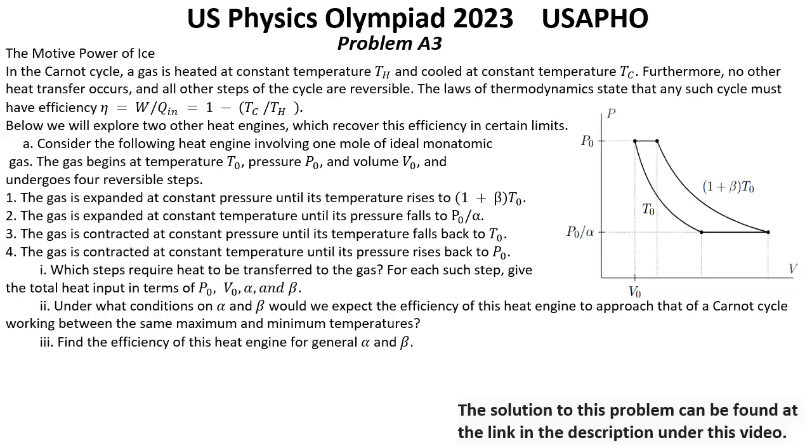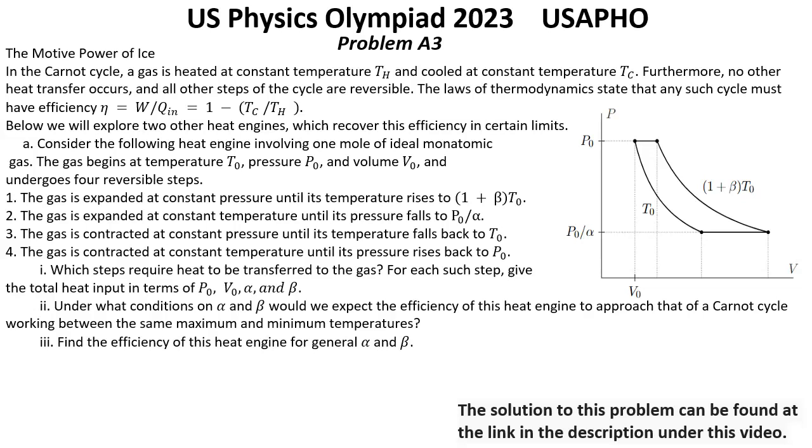Step 3. The gas is contracted at constant pressure until its temperature falls back to T0. Step number 4. The gas is contracted at constant temperature until its pressure rises back to P0.